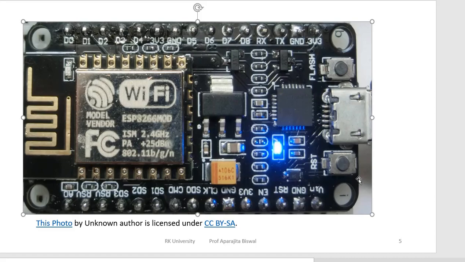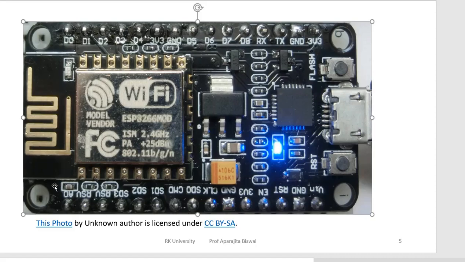The brain of the development board is ESP12E, that is the ESP8266 SoC. SoC means system on chip, based on system on chip technology. It has Wi-Fi and microcontroller inbuilt. It also has one ADC module inbuilt. This section is known as the antenna.